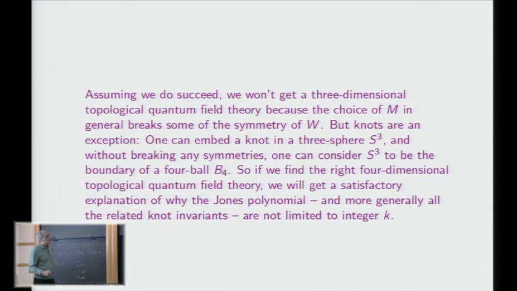Now, if we do succeed, we won't get a 3-dimensional topological quantum field theory because the choice of M will break some of the symmetry of W. So, for example, the mapping class group of W won't act on M necessarily. But knots are an exception. One can embed a knot in a 3-sphere S3 without breaking any symmetries. You can consider S3 to be the boundary of a 4-ball B4. In fact, this is true in a very strong sense because the diffeomorphism group of the 3-sphere is contractible into SO4, which acts on the 4-ball. So if we find the right 4-dimensional topological quantum field theory, we'll get a satisfactory explanation for why the Jones polynomial is not limited to integer K.